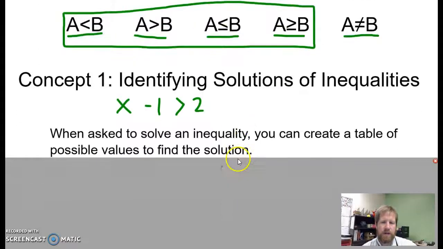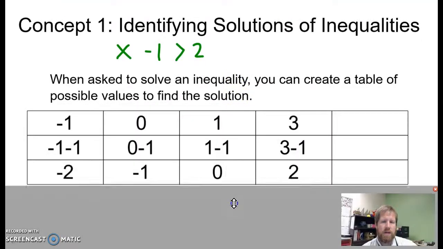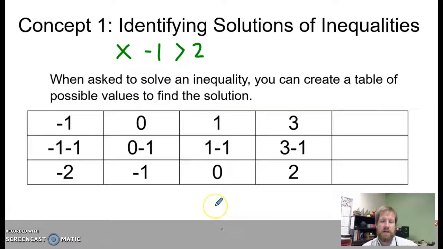Concept 1, identifying solutions of inequalities. There are a number of ways of finding the solution to an inequality. A table is probably the most basic. It takes a little bit more time, so we'll be looking at other ways of finding solutions to inequalities in the next few lessons, but it is the most straightforward.